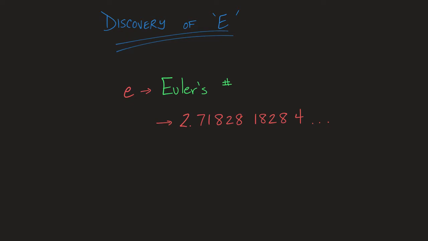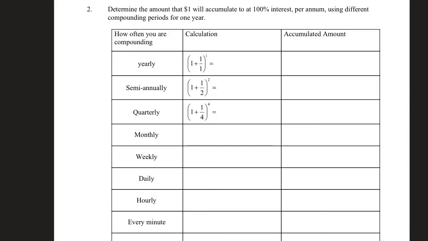Like, what is this 2.7182 blah blah number really getting at? So what we're going to do is look at two different approaches. Okay, so we're just going to walk through this chart.